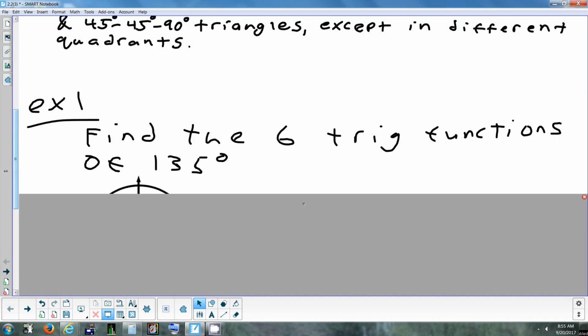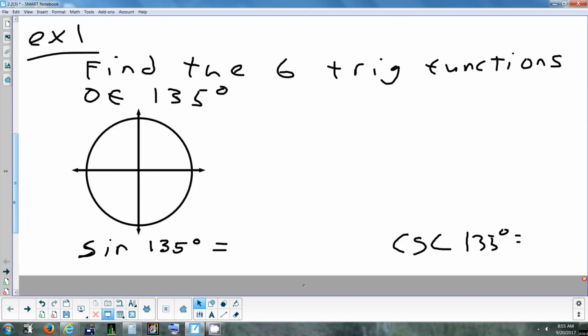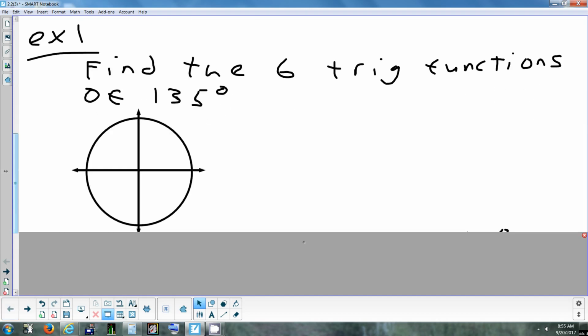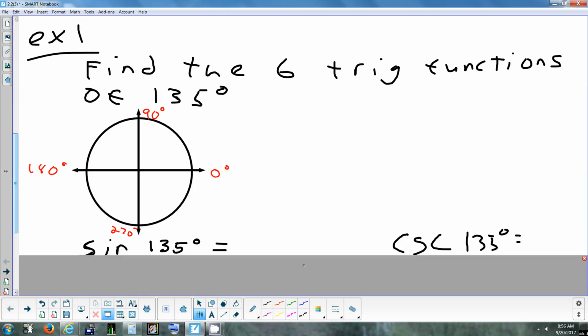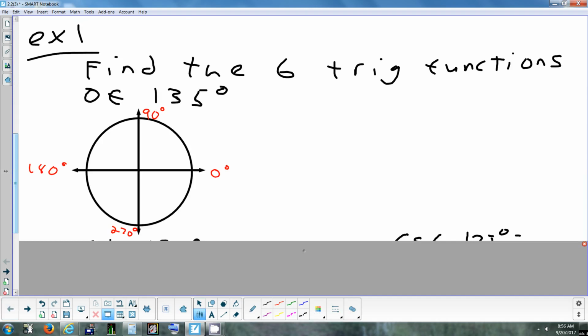All right, so let's start with finding the 6 trig functions of 135. First thing you have to do is figure out where it is on the circle. So 0, 90, 180, and 270. Where is 135 on that circle? Halfway between 90 and 180.